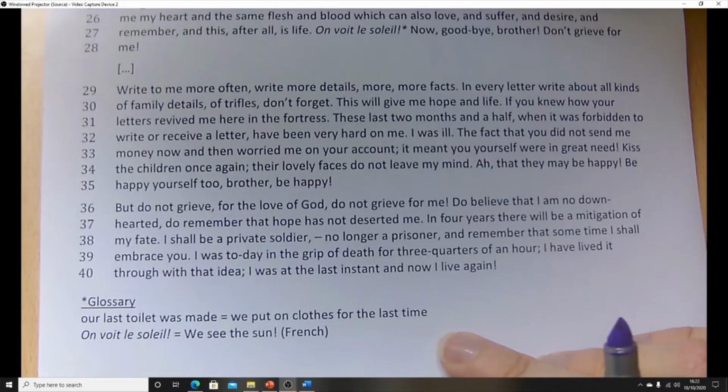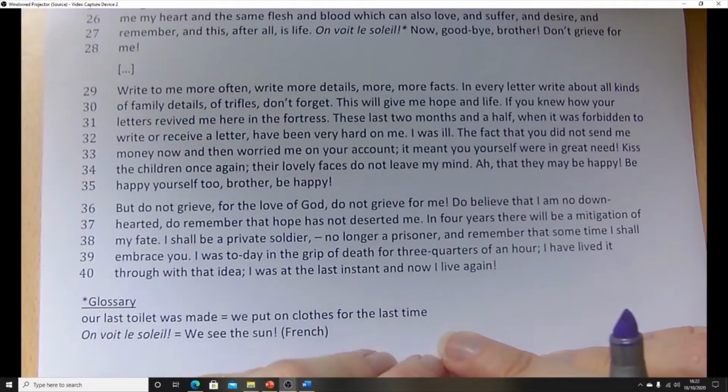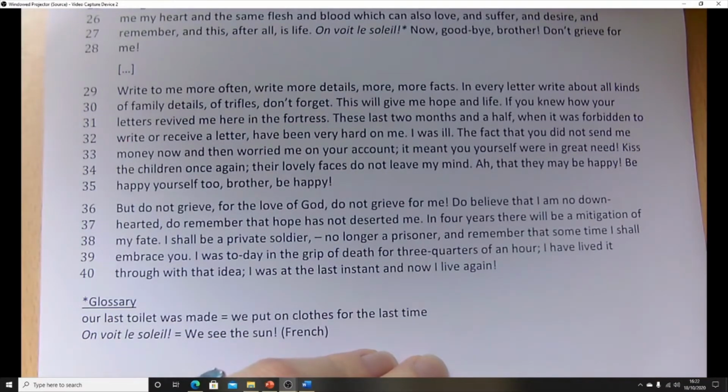Write to me more often, write more details, more facts. In every letter, write about all kinds of family details, of trifles, don't forget. This will give me hope and life. If you knew how your letters revived me here in the fortress. These last 2 months and a half, when it was forbidden to write or receive a letter, have been very hard on me. I was ill. The fact you did not send me money now and then worried me on your account. It meant you yourself were in great need.